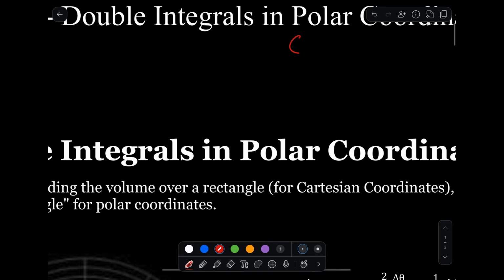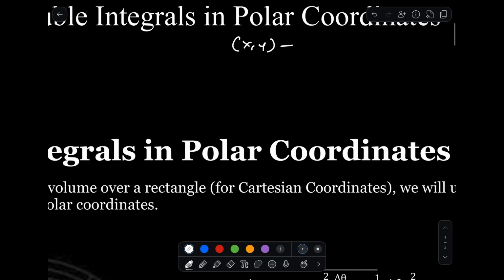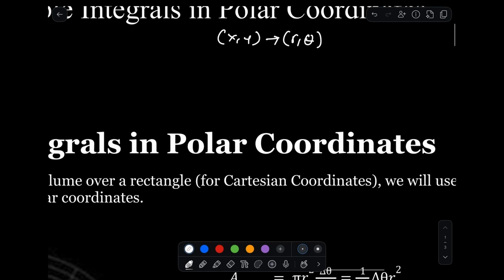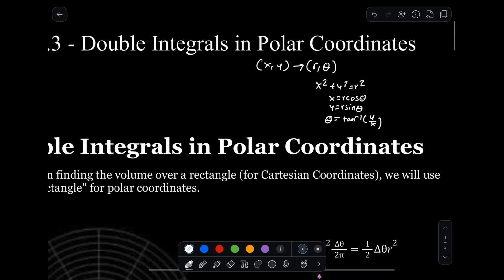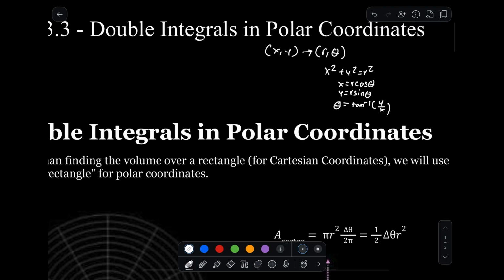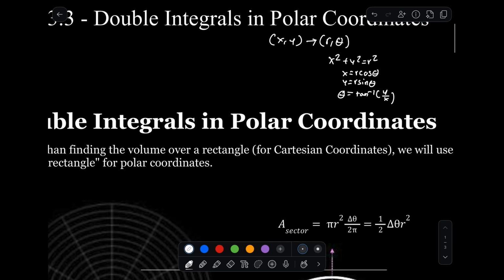So if we have a conversion between x and y like this, we get that into terms of r and theta, and we know that x squared plus y squared equals r squared, x equals r cos theta, y equals r sine theta, and theta equals tan inverse of y over x, right? Those are our base ideas that we understand from Calc 2, right? And this is going to be very helpful for us to actually analyze these types of problems now.